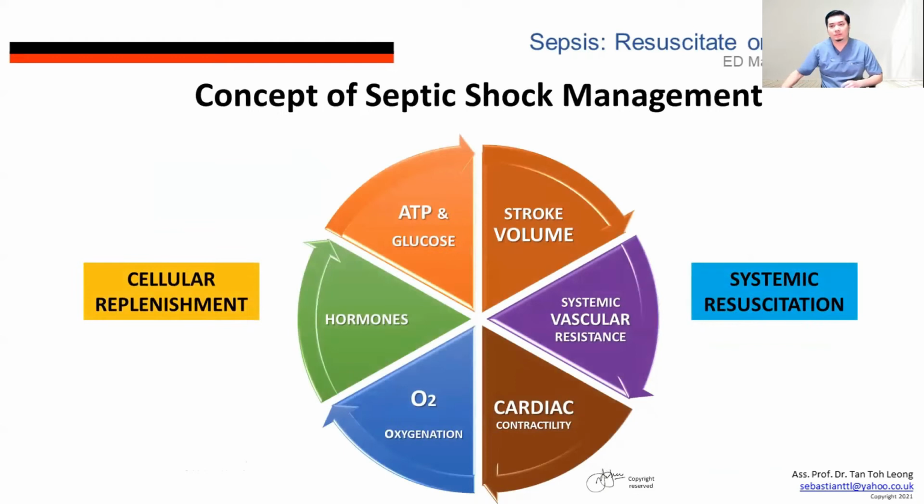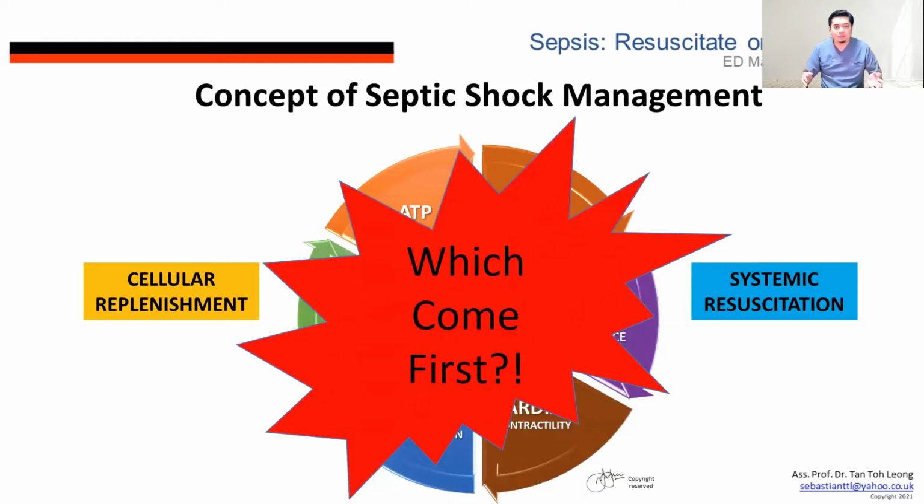So the concept of sepsis management consists of two parts, which is the systemic resuscitation and cellular replenishment. As you know, usually what we do is restore the stroke volume, control the systemic vascular resistance, and optimize the cardiac contractility. And also we will supply oxygen to replenish the cellular need, as well as hormone replacement, ATP, glucose, and feeding. So these two parts, resuscitation and replenishment, which come first?